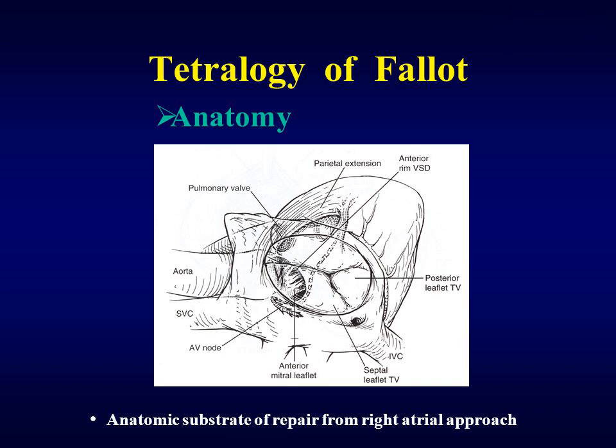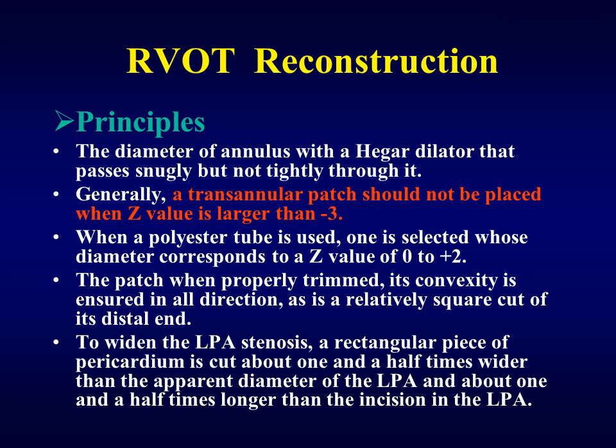Tetralogy of Fallot. Anatomy. Anatomic substrate of repair from right atrial approach. VIT reconstruction principles. The diameter of the annulus is measured with a hyperdilator that passes snugly but not tightly through it. Generally, a transannular patch should not be placed when the Z value is larger than -3. When a polyester tube is used, one is selected whose diameter corresponds to a Z value of 0 to +2.